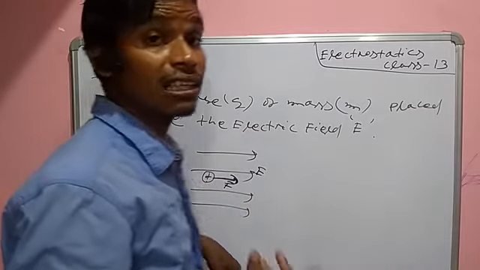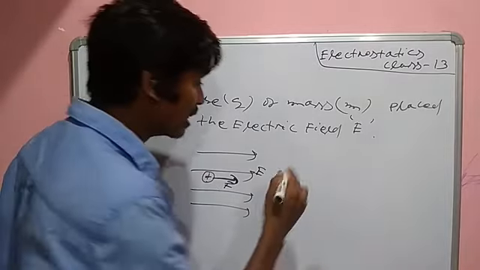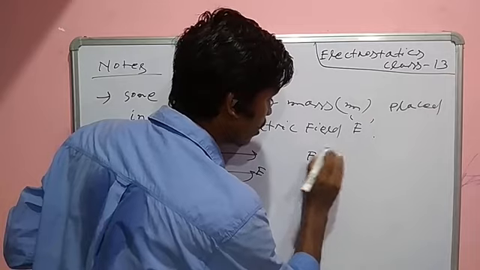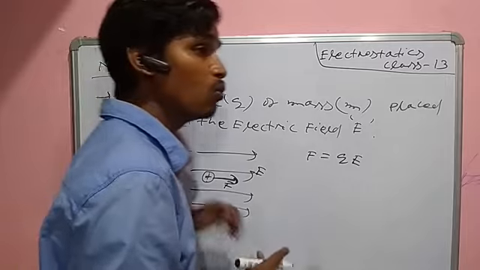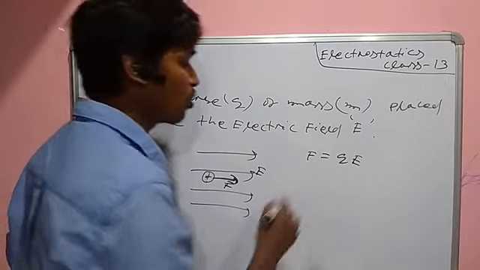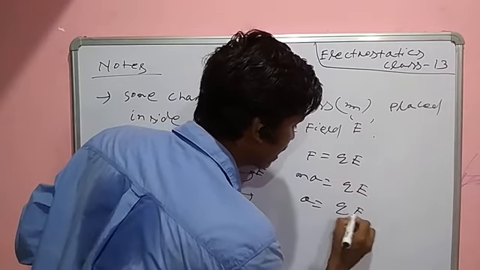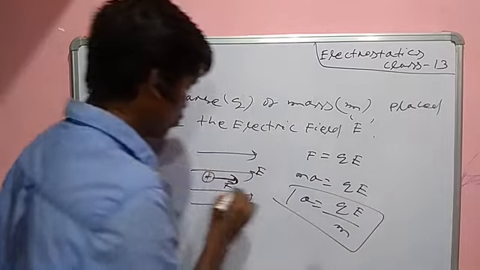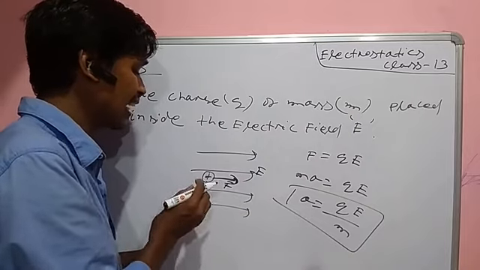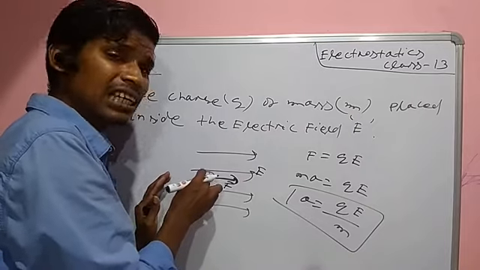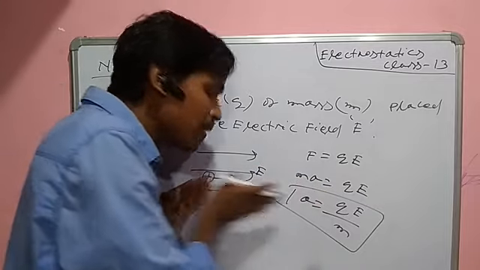When force acts, the result is that it tries to move. That means force is equal to QE, the Coulomb force. Due to the second law of motion, F is equal to ma, so ma equals QE, and acceleration is QE by m. So whenever a charged particle of mass m is placed inside the electric field, it tries to move in the direction of the electric field.